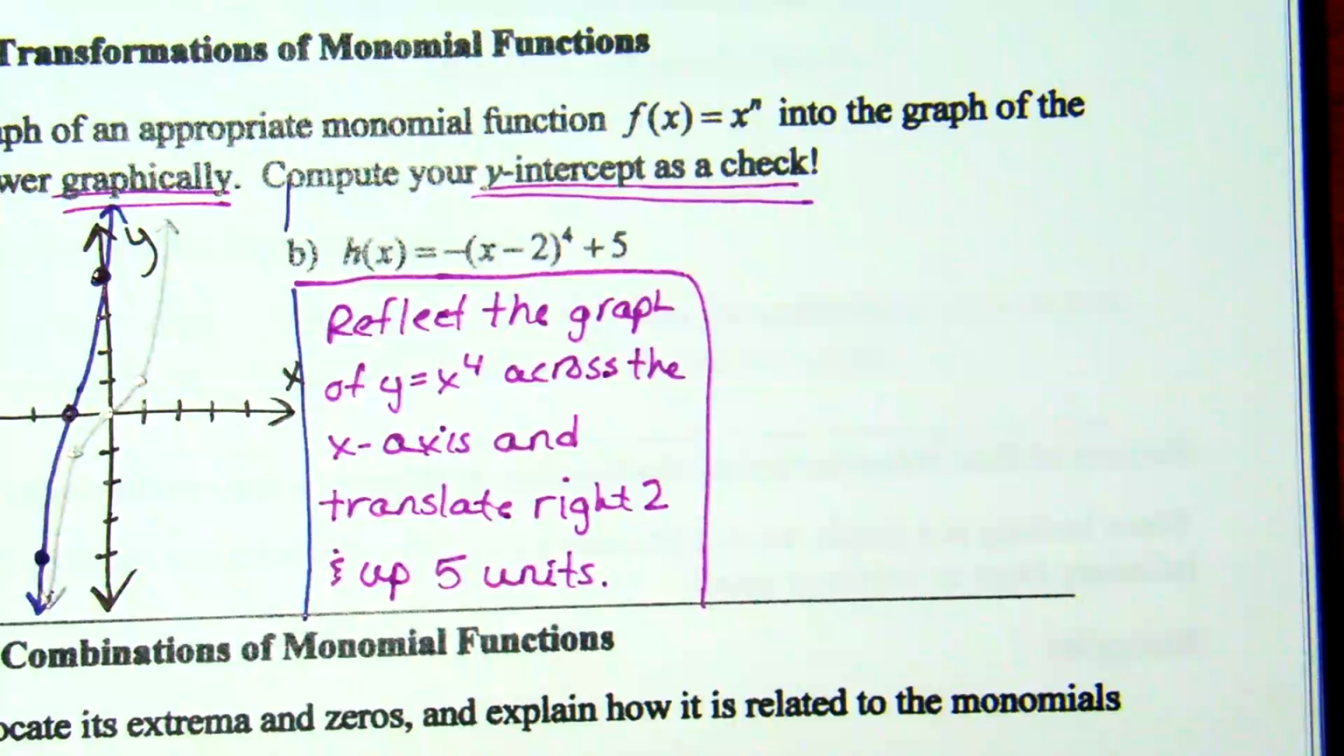So I wrote, reflect the graph of y equals x to the 4th across the x-axis and translate right 2 and up 5. You left room for your graph this time? That's good.